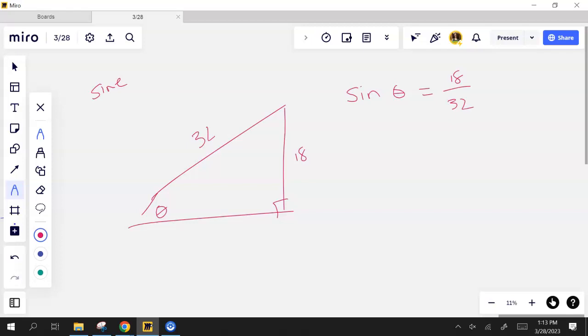All right, what's theta? How are you gonna find it? Inverse sine, that's exactly right. Theta is the inverse sine of 18 over 32, which is 34.8 degrees, because my calculator's in degrees.